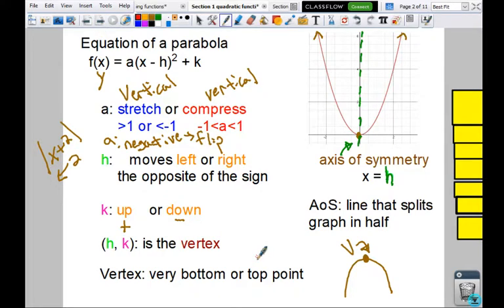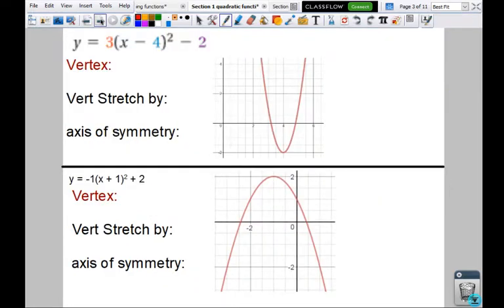Alright, so what we're going to be doing today is mostly just labeling our vertex, labeling our axis of symmetry, and we're going to graph without using Desmos, really. Which is nice. So we're going to look at this equation, this parabola right here, and we are going to find our vertex, find if it's a vertical stretch, and find our axis of symmetry.